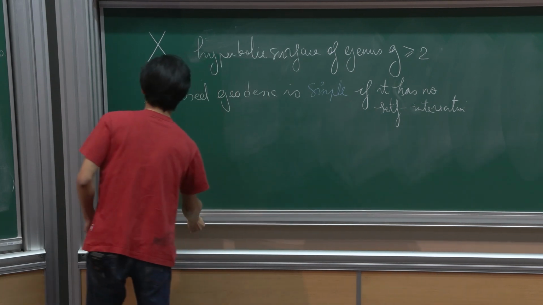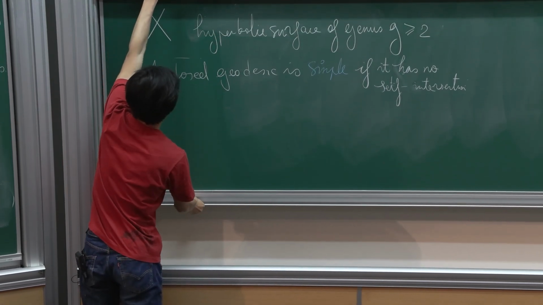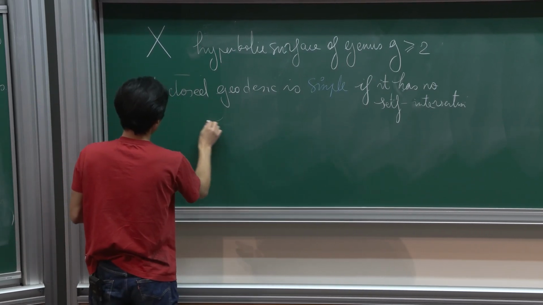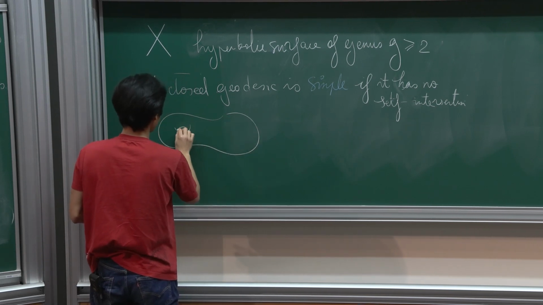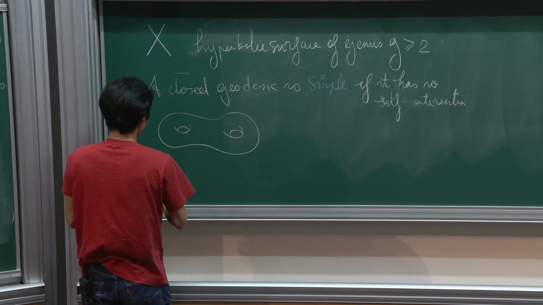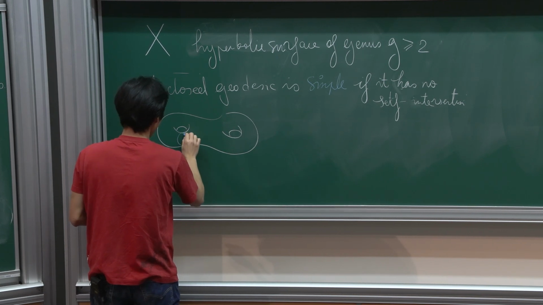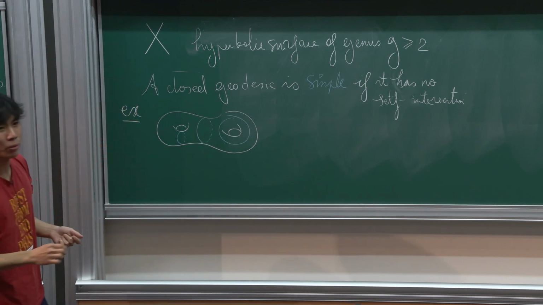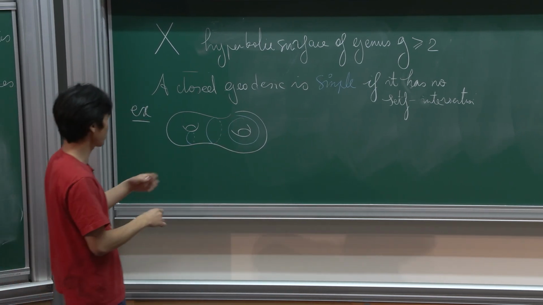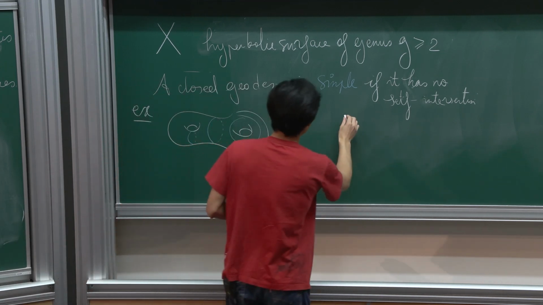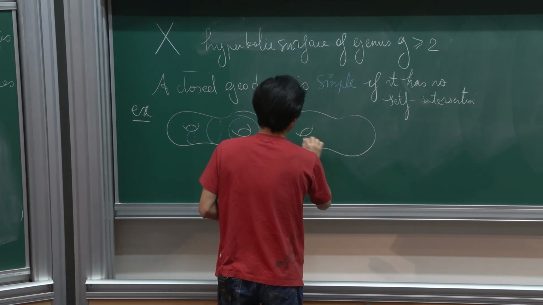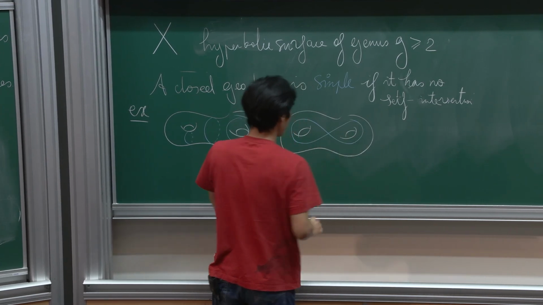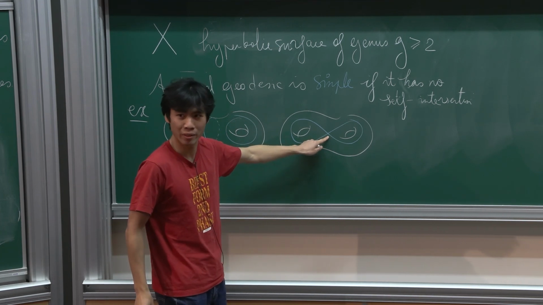I'll give you some examples. This is my surface. This curve, and all of these three curves, these hyperbolic geodesics, will be simple. But for example, clearly this one is not simple because it intersects itself at this point.